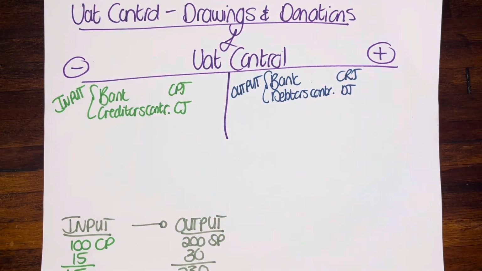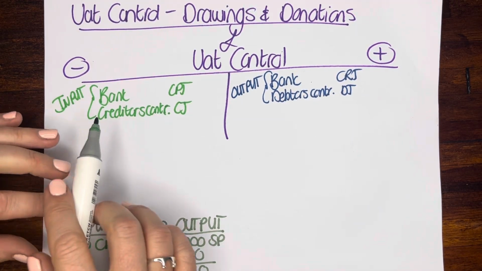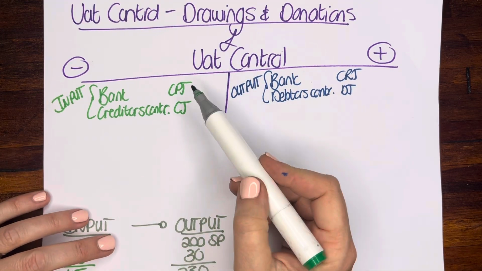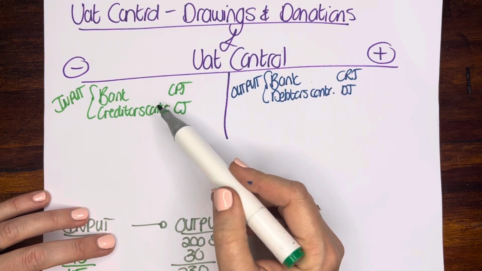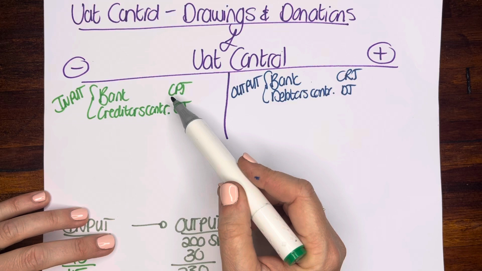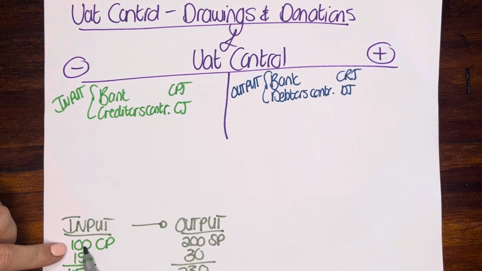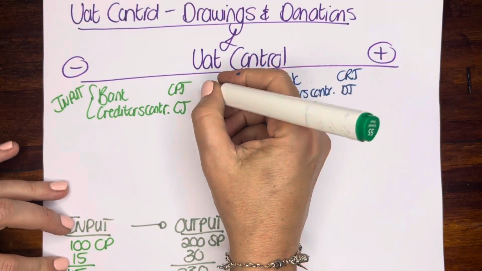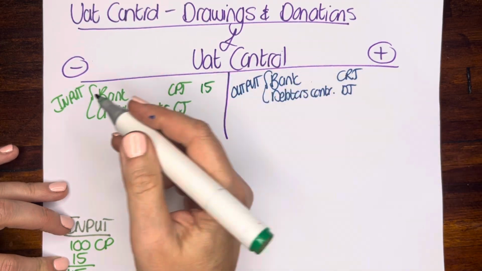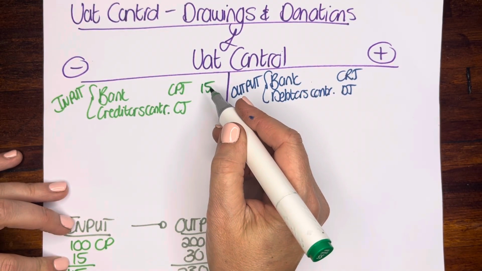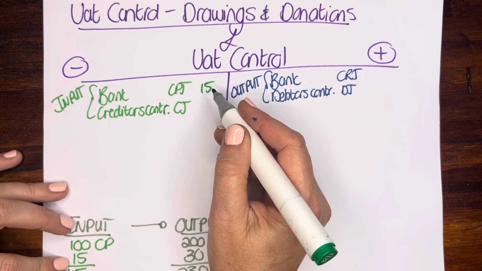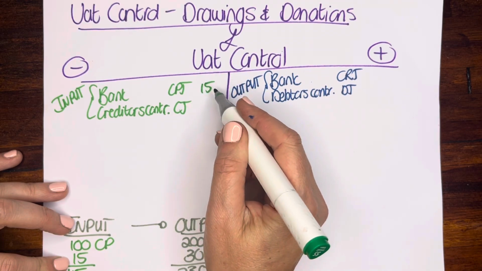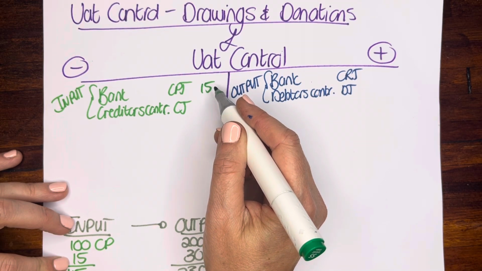Okay, let's quickly take a look at what happens with drawings and donations when it comes to your VAT control account. Recap, just on the left you've got your input. So first of all, your bank or your creditors control refers to purchases. You are buying stock from your supplier and then they charge you VAT. So let's say you're buying a t-shirt for 100 Rand, they will charge you an extra 15 Rand, which means you have now paid input VAT. They will pay it to SARS, so indirectly that is some VAT you've put down for that t-shirt already.